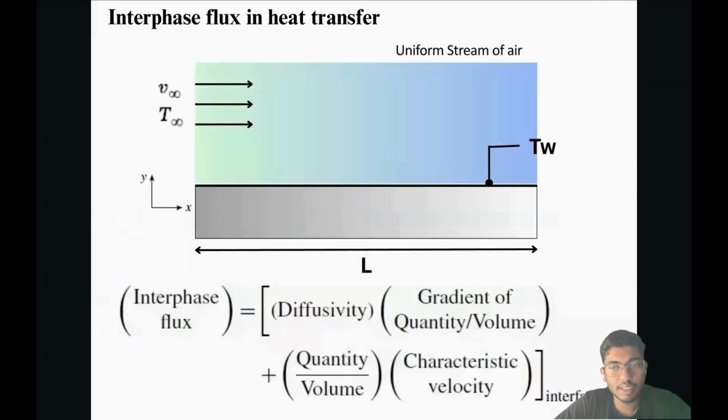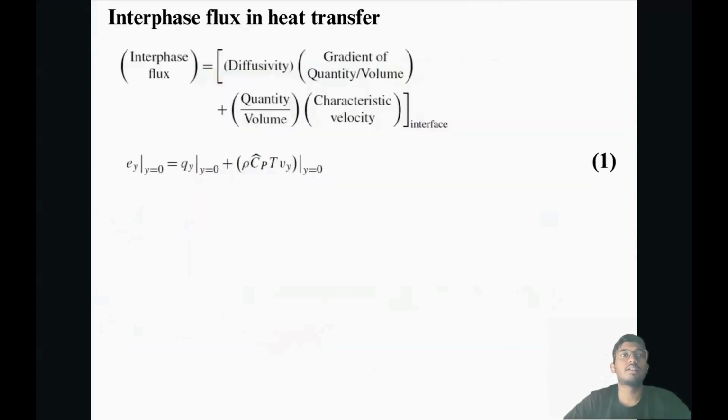So this is the formula that we discussed earlier. So interface flux, that is the total flux at the interface, is equal to diffusivity, gradient of quantity by volume, into characteristic velocity. So here we write Ey at y equal to 0, because according to the axis the interface is y equal to 0, is equal to Qy plus rho Cp T Vy at y equal to 0. The second term is for convective flux, the first term is for molecular flux. Both have limit at y equal to 0.